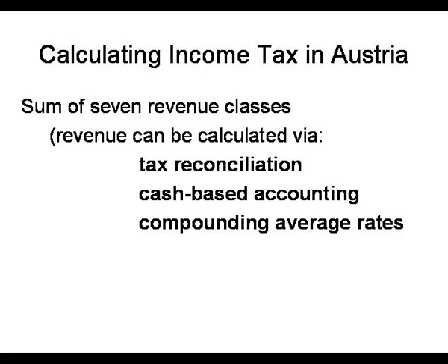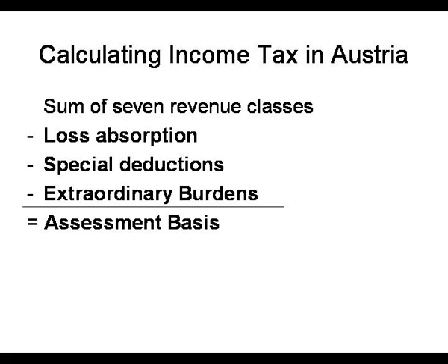Smaller companies have the option of carrying out cash-based accounting. Das ist die Einnahmen-Ausgabenrechnung. And then there's a variety of people that work in agriculture or in other professions that are allowed to calculate their income by compounding average rates. Das sind die pauschalierten Durchschnittssätze. These can be applied in certain cases. However you calculate your income, the rest remains the same. You can absorb losses, you have your special deductions, your extraordinary burdens, and you arrive at your assessment basis.